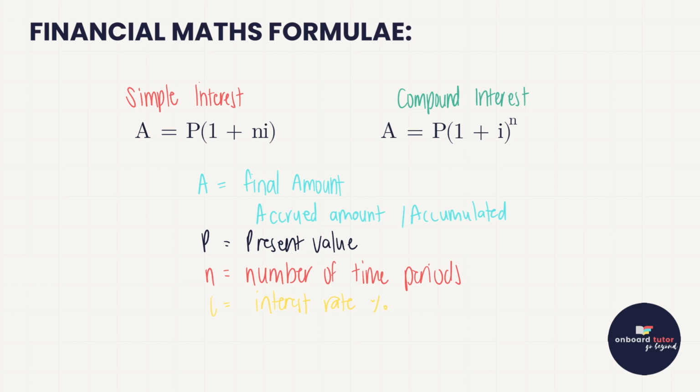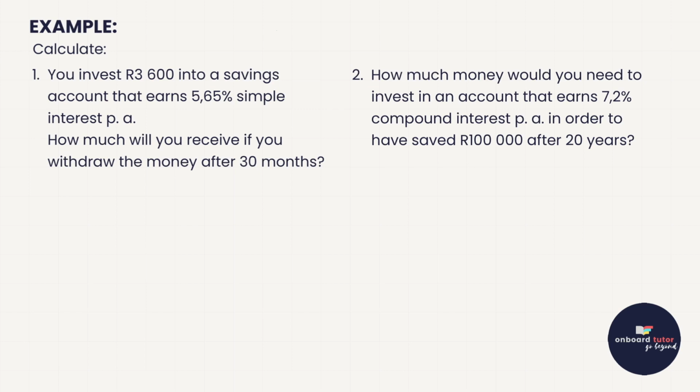This should be common knowledge to you. I reckon we dive straight into some examples and make sure that the foundations are in place. Here we go. You invest 3,600 Rand into a savings account that earns 5.65% simple interest per annum. That means yearly. How much will you receive if you withdraw the money after 30 months?